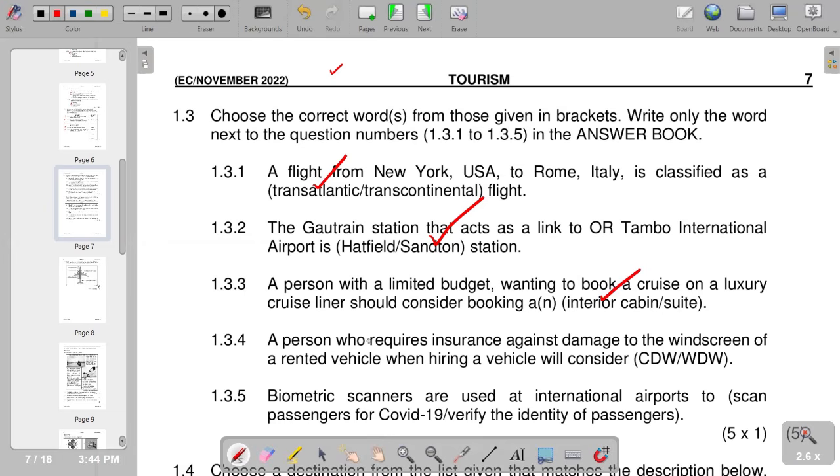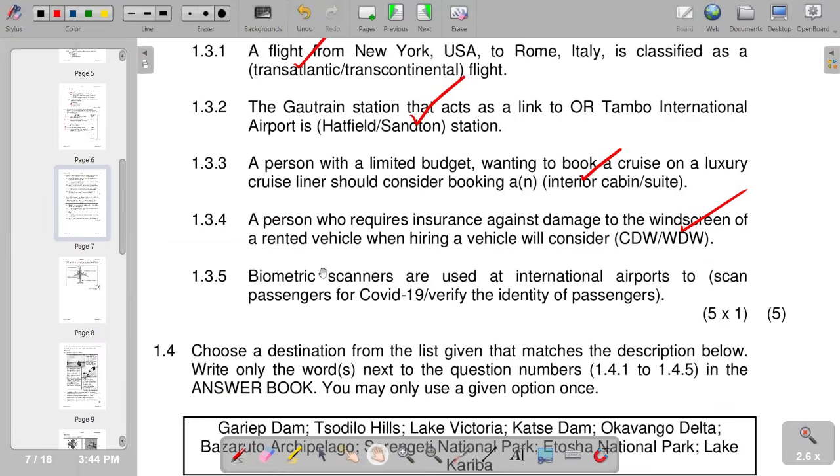Then a person who requires insurance against damage to the windscreen of a rented vehicle when hiring a vehicle will consider WDW. Then you go to biometric scanners. Biometric scanners are used at international airports to scan passengers for COVID-19 or verify the identity of passengers. So the correct one is to verify the identity of passengers.